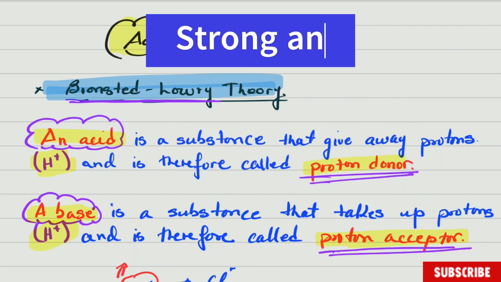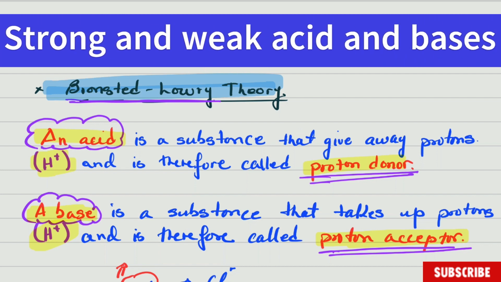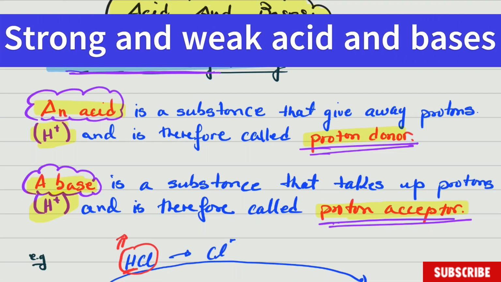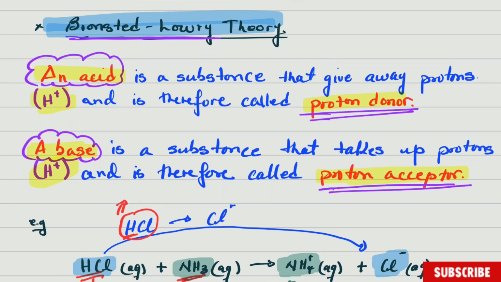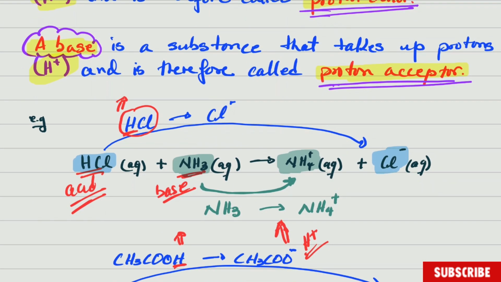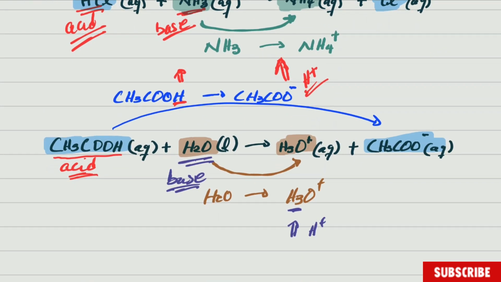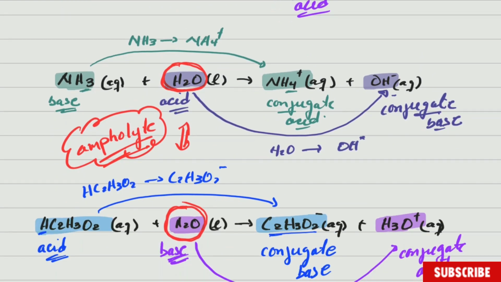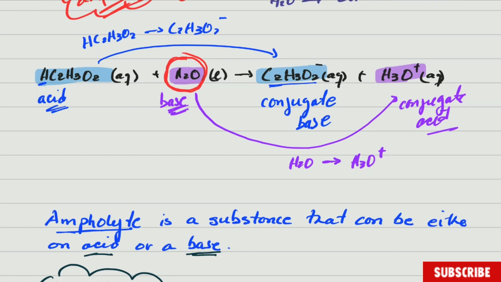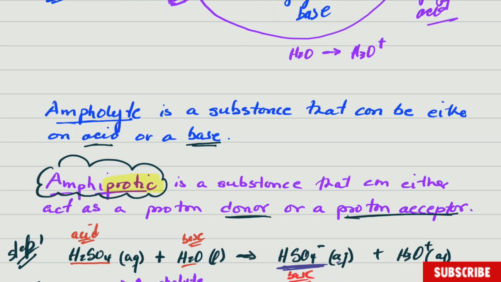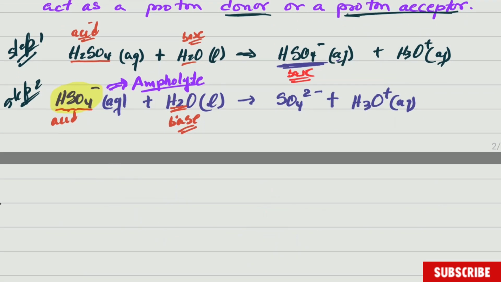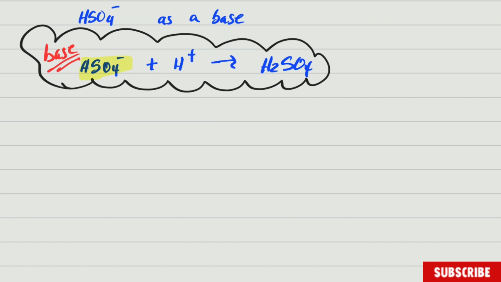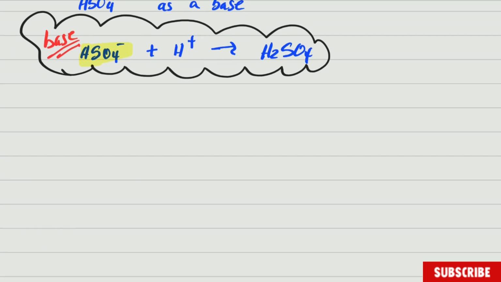Previously we spoke about the definition of acids and bases in terms of Brønsted-Lowry theory. We learned that an acid is a proton donor and a base is a proton acceptor, and then we were able to identify acids and bases in different chemical reactions, as well as the conjugate acid-base pair. Then we learned about ampholyte and amphiprotic. That was the last video we did, and we're going to be looking at another three important concepts today.